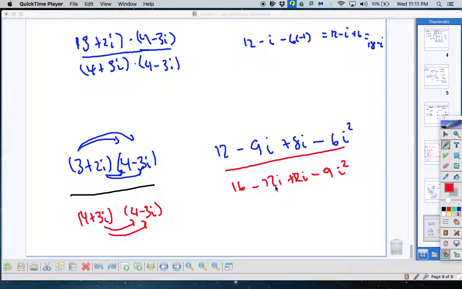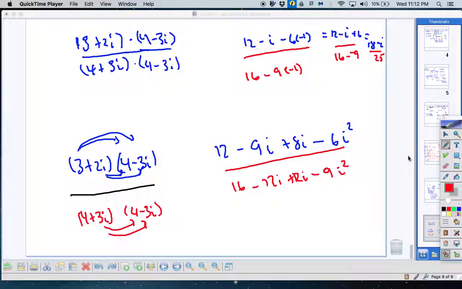And as we set up on purpose, the i's are going to cancel. So we end up with 16. Negative 12i plus 12i is 0. So minus 9. And remember, i squared is still negative 1. So this is going to be the bottom of our fraction. We get 9 times negative 1 is going to be negative 9. So we end up with 16 minus a negative 9. Minus a negative becomes a positive, so this ends up being 25 on the bottom.